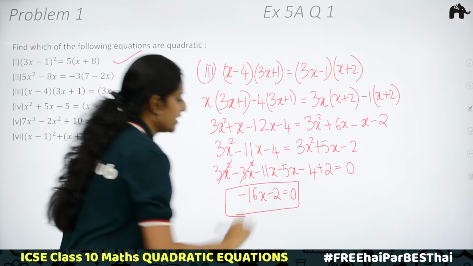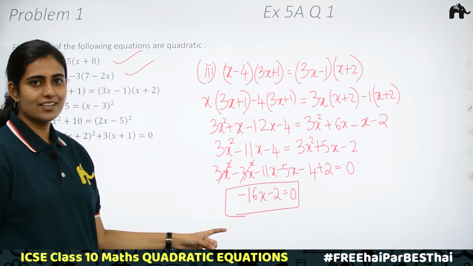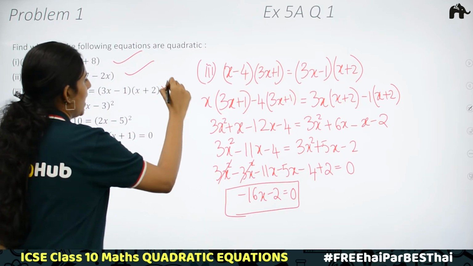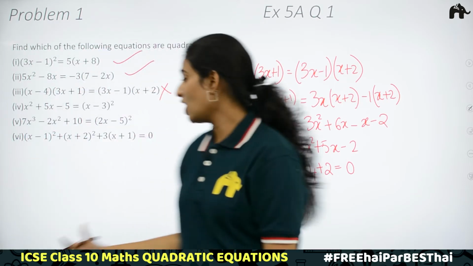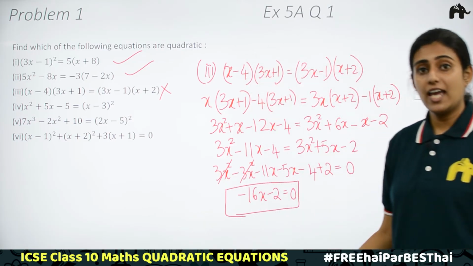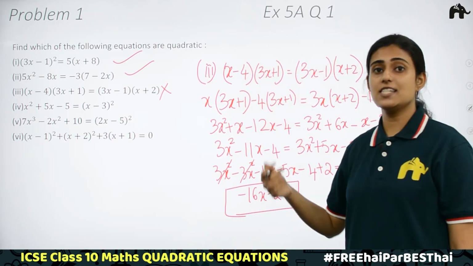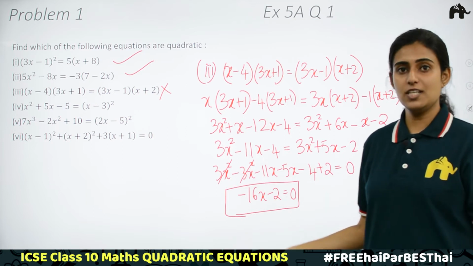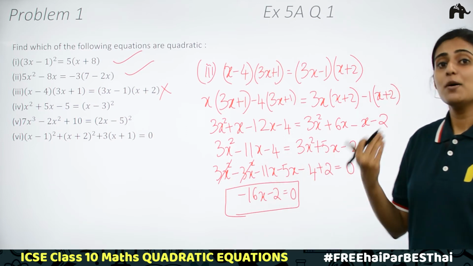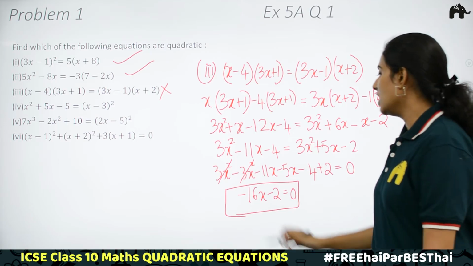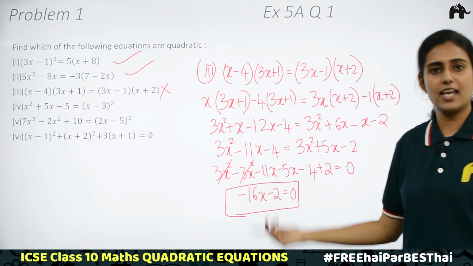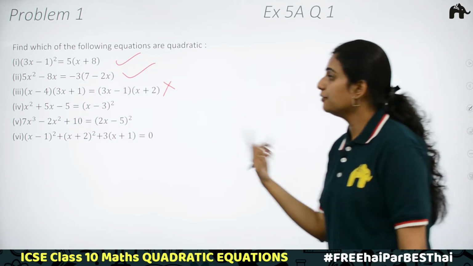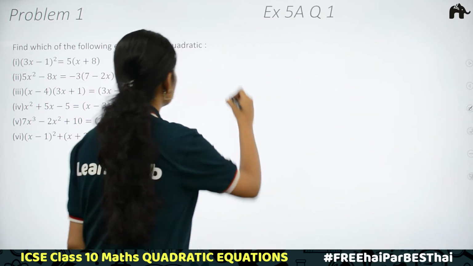What about this expression? Is this quadratic? Not a quadratic equation. Why? This cannot be expressed in the form ax square plus bx plus c is equal to 0 or ax square plus bx is equal to 0 or ax square plus c is equal to 0. We don't have a term containing x square. This is not a quadratic equation. Let's check the fourth expression.